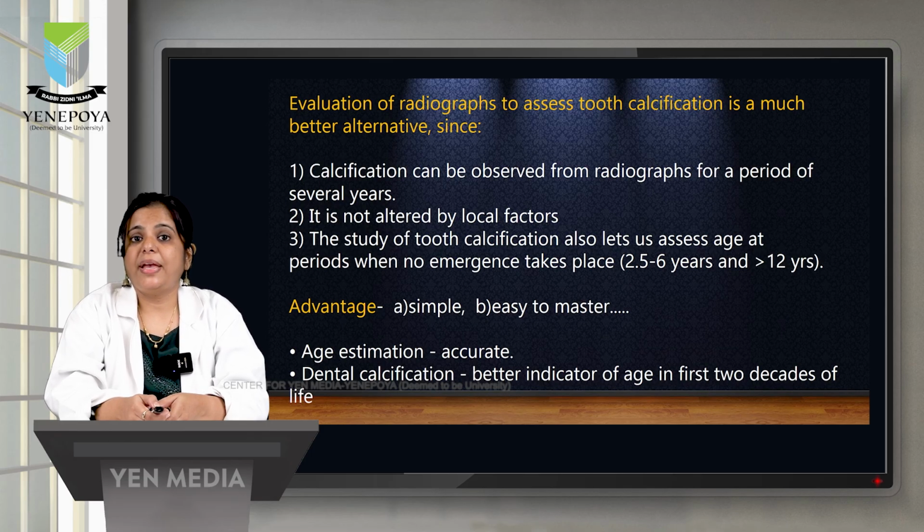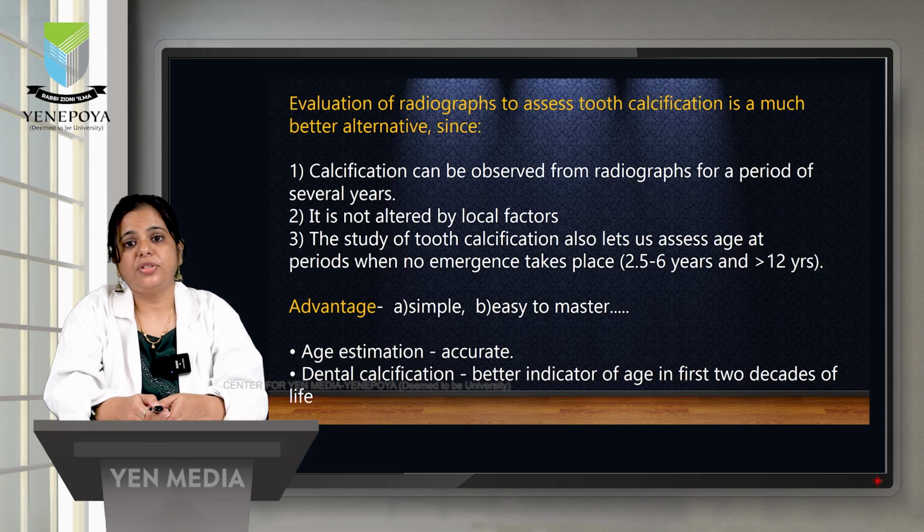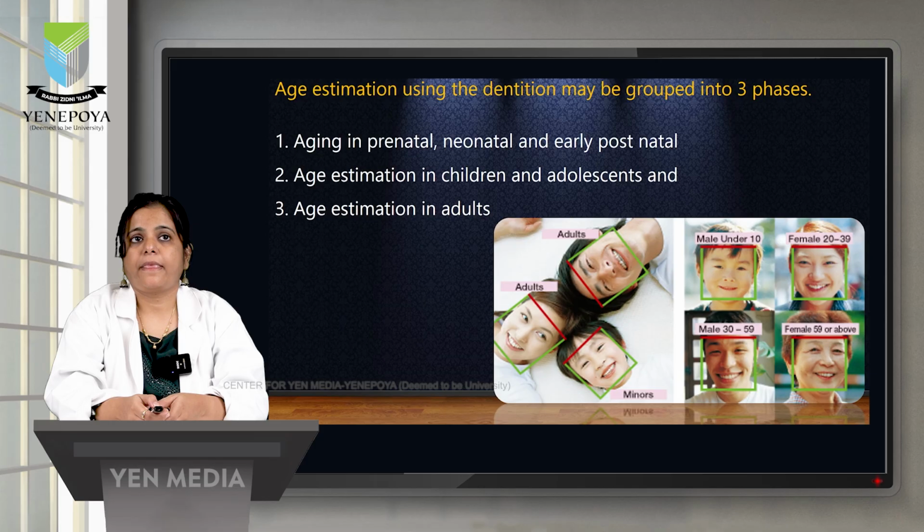It is not altered by any local factors, and the study of tooth calcification also lets us assess age at periods when no emergence takes place, that is between the age group of 2.5 to 6 years and more than 12 years of age. The advantages are it is simple and easy to master. Age estimation also gives us accurate analysis, and dental calcification gives us a better indicator of age in the first 2 decades of life.